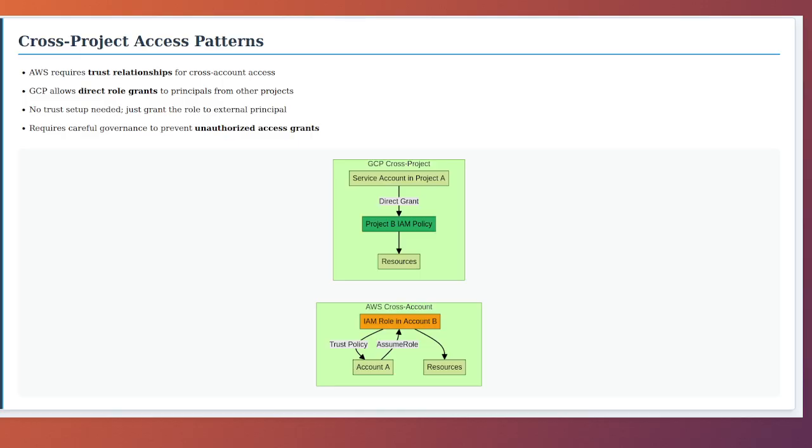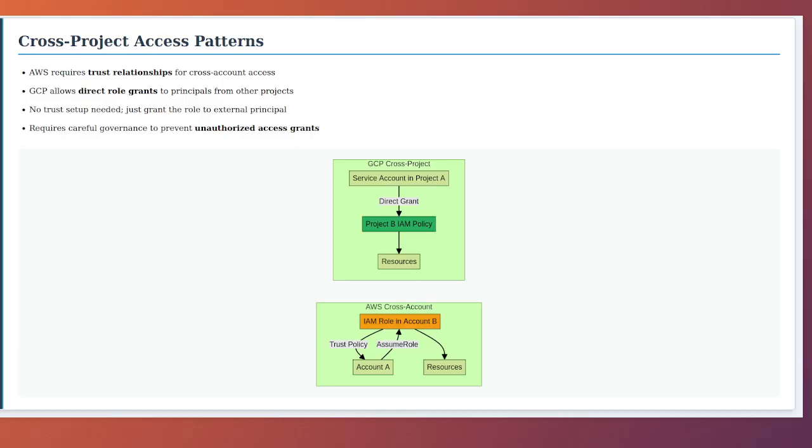GCP handles cross-project access quite differently because of its unified identity model. Since Google accounts, Google Groups, and service accounts are not scoped to individual projects, you can simply grant them roles in any project where you have IAM admin permissions. There is no need to establish a trust relationship first. If you want a service account from Project A to access resources in Project B, you just add that service account as a member in Project B's IAM policy with the appropriate role.